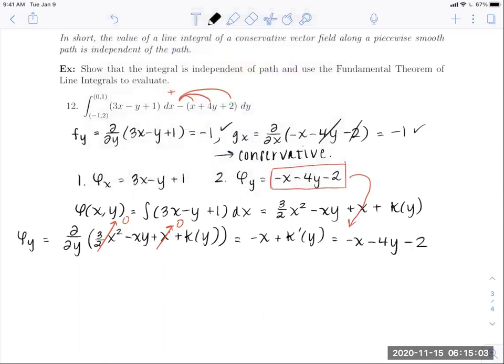So we see cancellation here of the negative x's, but finally we have something more interesting for k prime of y. It's not just equaling 0. So k prime of y is negative 4y minus 2. You'll notice that this entire equation is single variable, only with respect to the y variable.